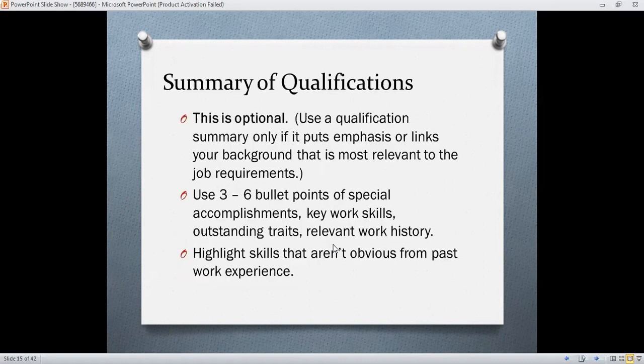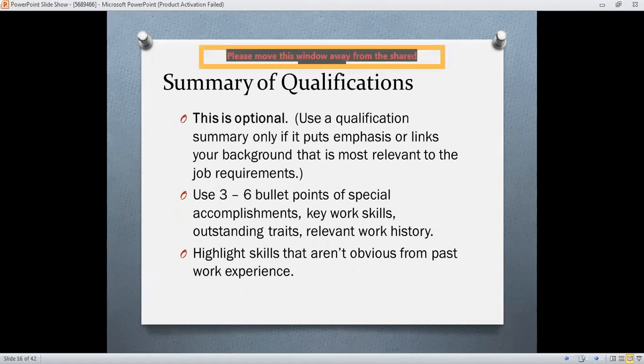Okay, so summary of the qualification. What do you mean by the summary of the qualification? This is optional. It means you can use it in tabular form or you can skip that. This is up to you. Use a qualification summary only if it puts emphasis on or links your background that is most relevant to your job requirement.